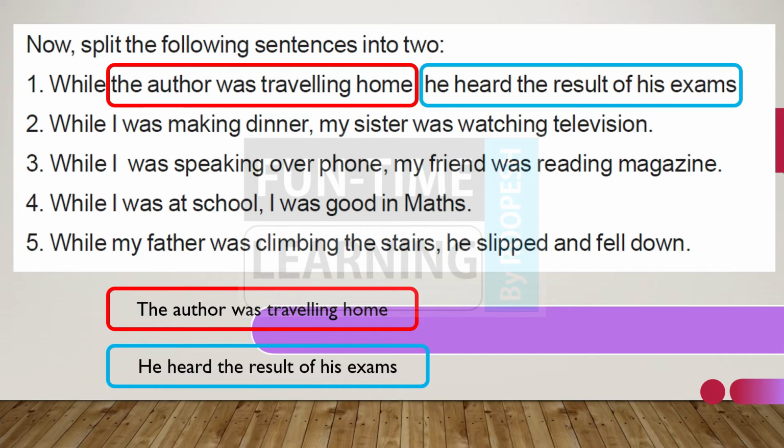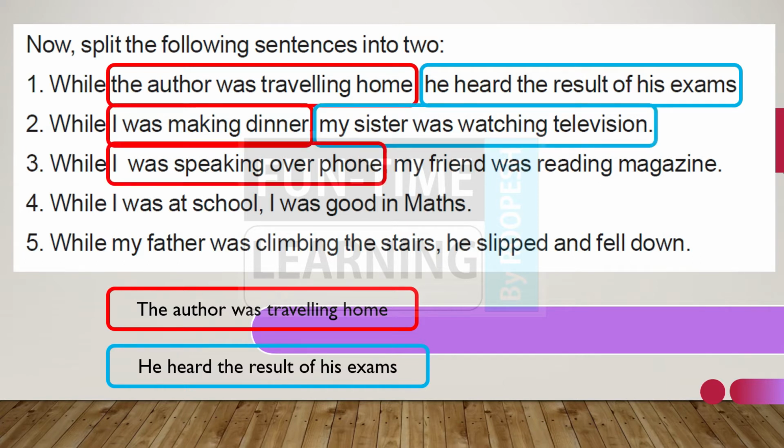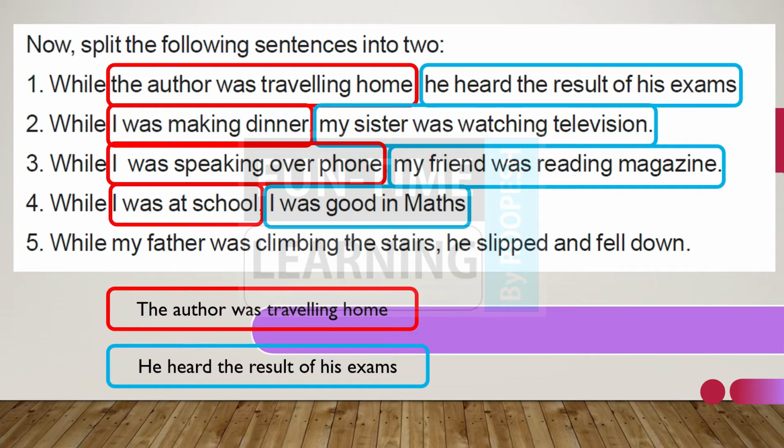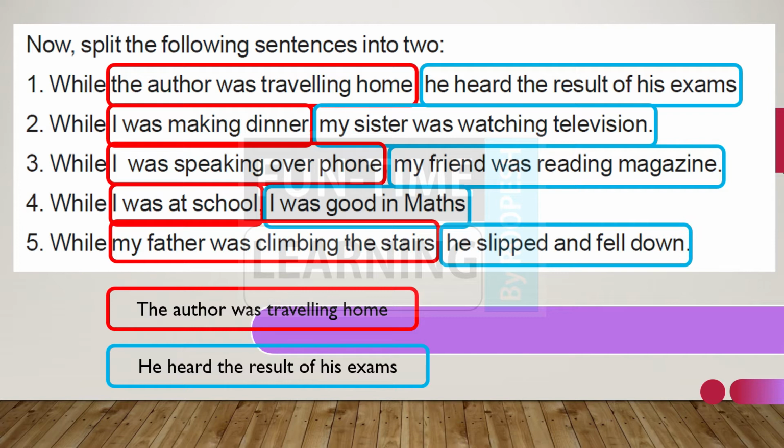That's it. While I was making dinner, my sister was watching television. I was making dinner, my sister was watching television. I was speaking over my phone. My friend was reading a magazine. I was at school. I was good in maths. My father was climbing the stairs. He slipped and fell down. This is how we split it. When we split and write this as two separate sentences, we do not need the word while. അങ്ങനെ സെപ്പറേറ്റ് ആയിട്ട് എഴുതുമ്പോൾ പിന്നെയും നമ്മൾ while ഉപയോഗിക്കേണ്ട ആവശ്യം ഇല്ല.